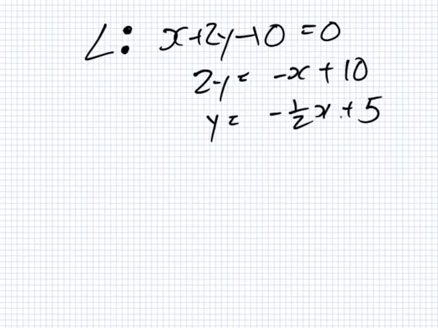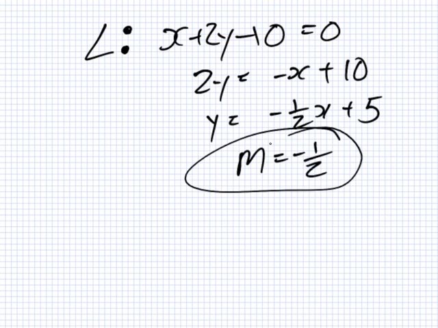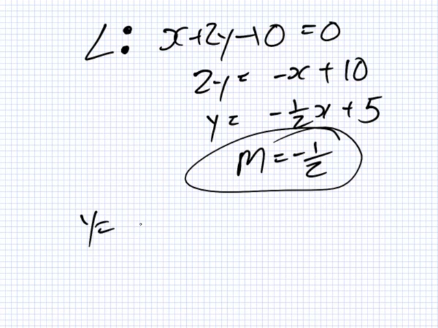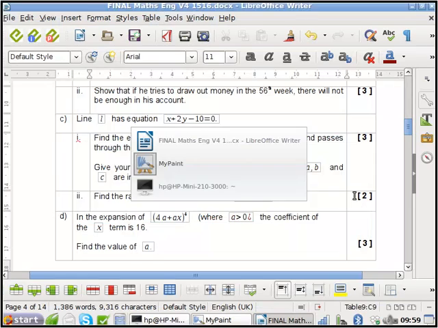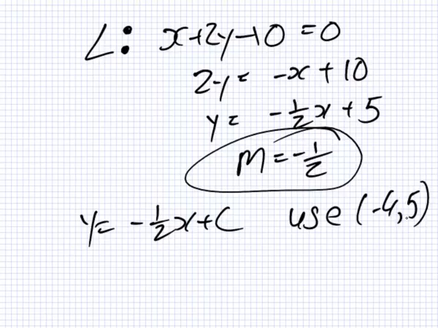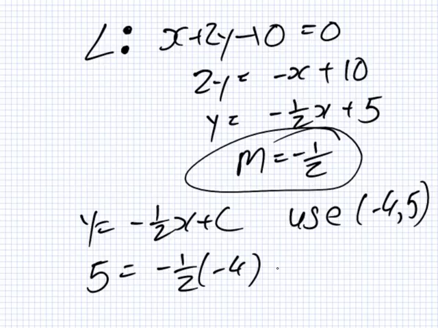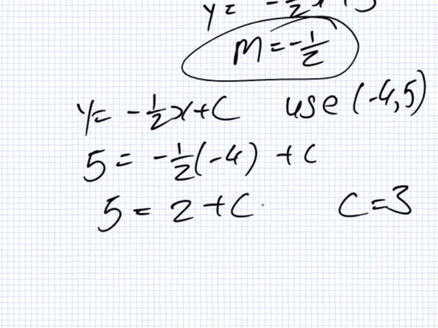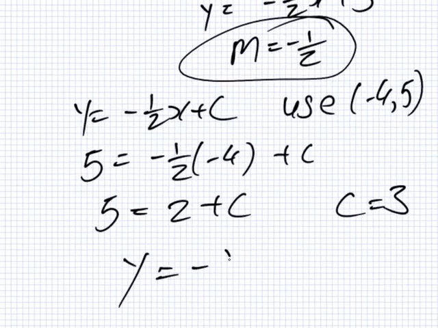So what's the slope here? Minus a half, and the point is minus 4, 5. So y equals mx plus c, and then we can use minus 4, 5. So we get 5 equals minus a half times minus 4 plus c. 5 equals 2 plus c, c equals 3. So the answer is y equals minus a half x plus 3.